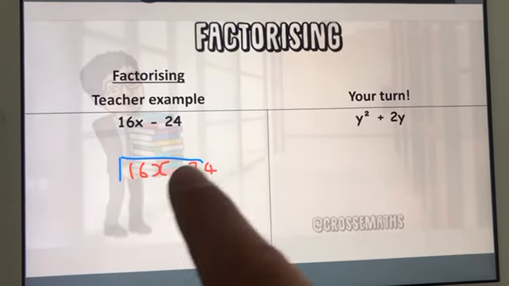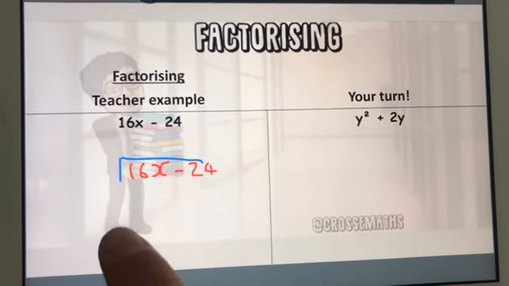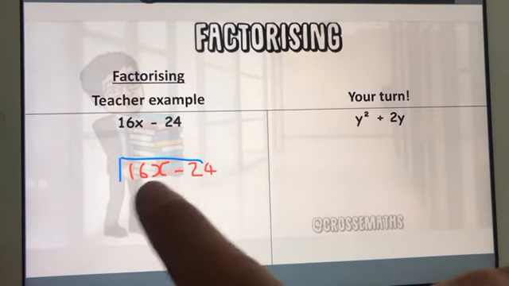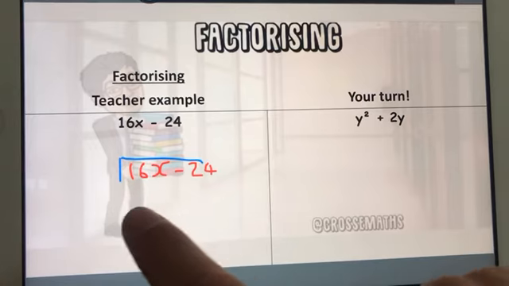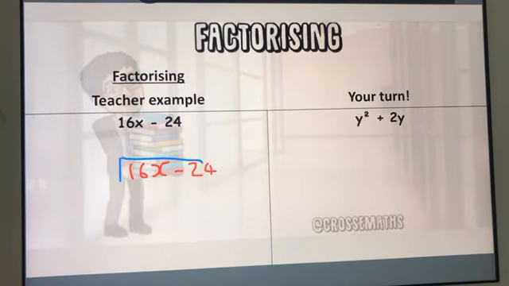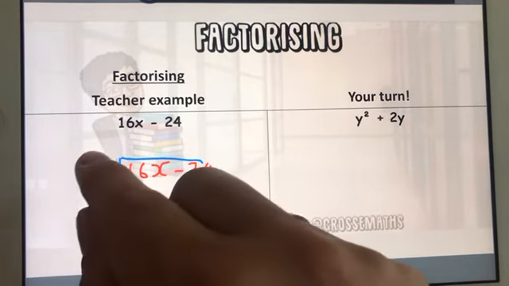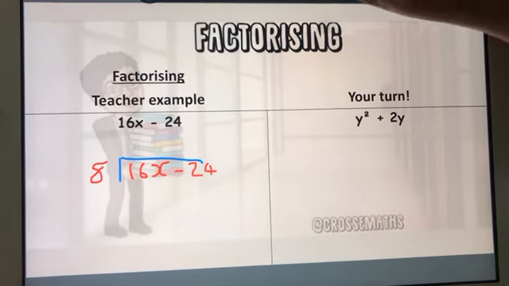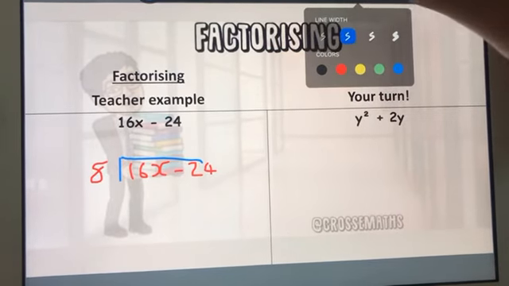Look at these two things. Ask yourself a couple of questions. Is there a letter in both sides? No, there's not a letter. Is there a number in both sides? Yes. What is the biggest number that goes into these two? The biggest number that goes into 16 and 24 is 8. So 8 is the thing we take out the front. That's the biggest thing that goes into both.